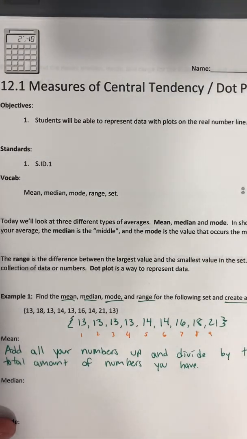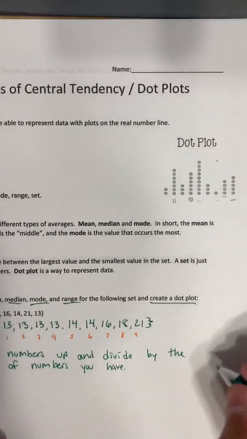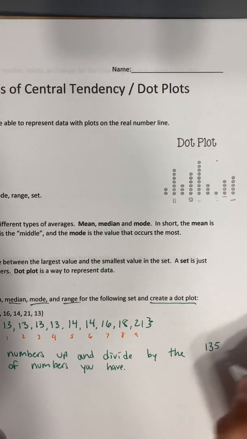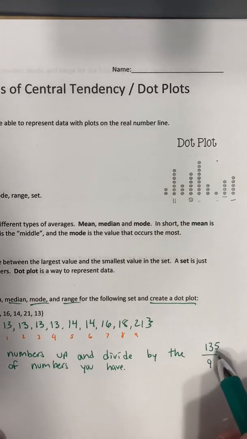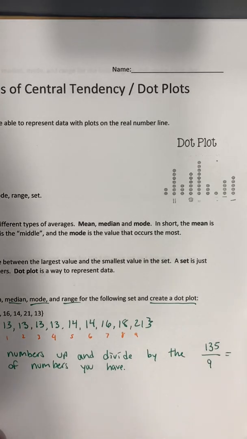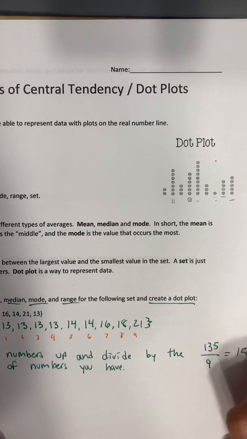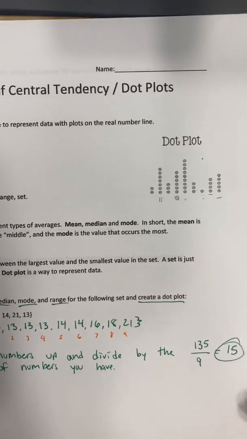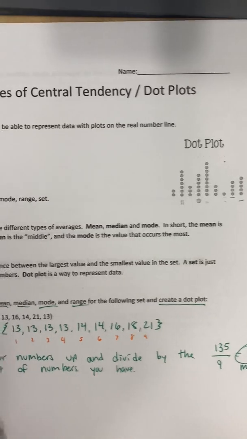So when I added all this up, I got 135. So I'm going to write 135, and then I'm going to divide that by 9. So 135 I got by adding all these up, and 9 because there's 9 numbers. And when I did this, 135 divided by 9 gives me 15. So that's the mean.